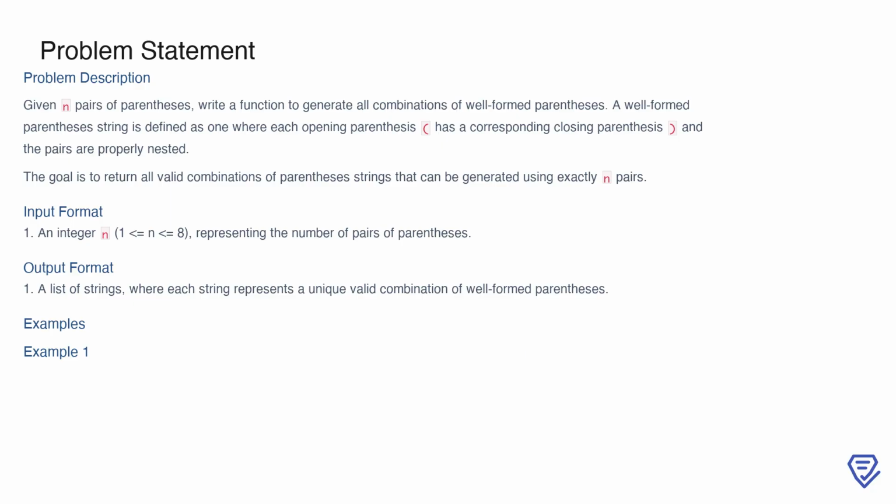an unmatched closing parenthesis. The input to the function is an integer n, where n represents the number of pairs of parentheses. The output is a list of strings, where each string is a unique valid combination of well-formed parentheses. The challenge lies in ensuring that all generated combinations are valid and that no duplicates are included in the result.